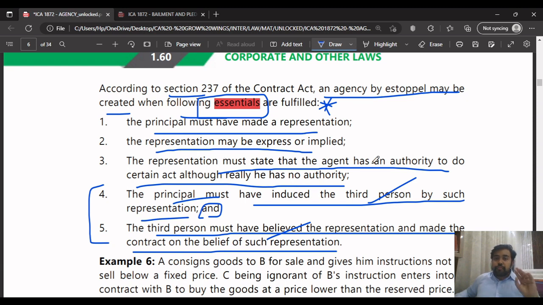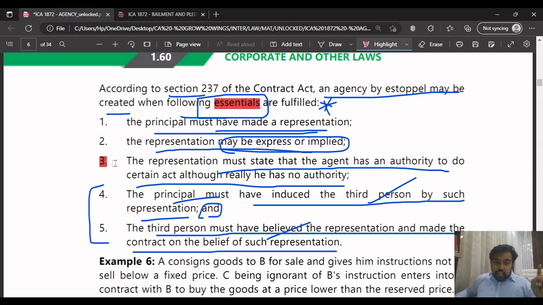The next three points: the principal must have made the representation, and the representation may be express or implied. That is the same thing they are telling here. The representation may be by way of an agreement or contract with the principal, or by his actions. Representation must be express or implied, and the representation must state that the agent has the authority to do a certain act, although he really has no authority.